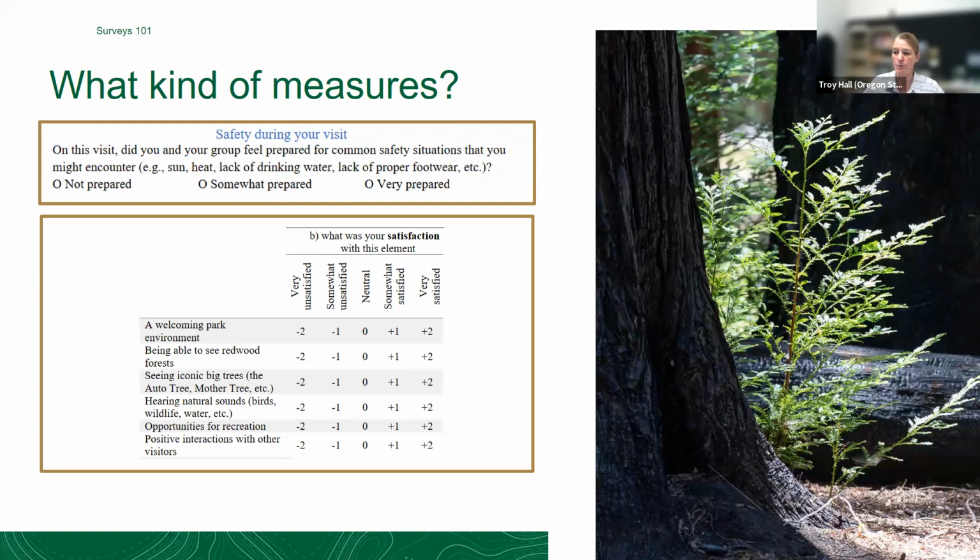In this case, we asked people on a scale of -2 very unsatisfied to +2 very satisfied, how they felt about a variety of elements like a welcoming park environment, being able to see the redwood trees, seeing those iconic big trees. That links back to the desired condition of experiencing these forests. Hearing natural sounds links back to the experience of seeing these forests. Positive interactions with other visitors links back to a potential indicator related to conflict. So we go through a process of thinking about how do we actually turn those desired conditions into something that is measurable. And that is a key role of surveys in the VUM framework.